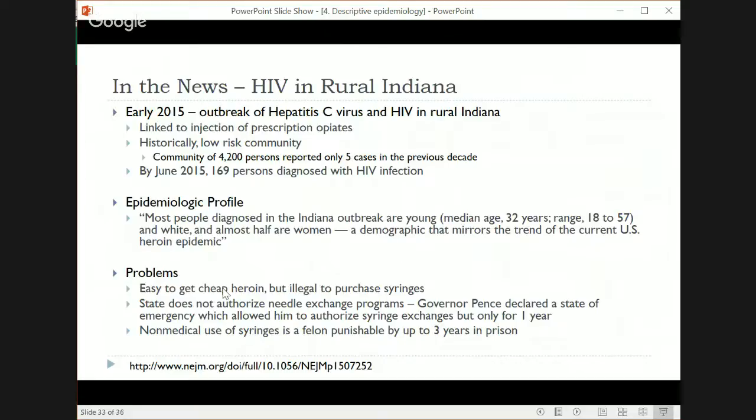The problem in Indiana was that the state doesn't allow needle exchange programs. Governor Pence, who's now been selected to be Donald Trump's running mate, actually declared a state of emergency to allow him to authorize syringe exchanges. But unfortunately, he only authorized syringe exchanges for 1 year. So what that means is after a year, these people that need syringe exchanges will not have access to them. It's June of 2015, so it should have ended last month.